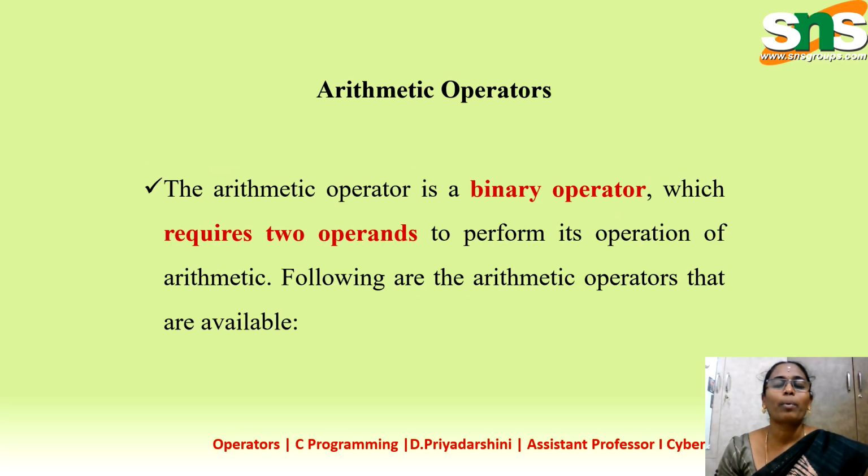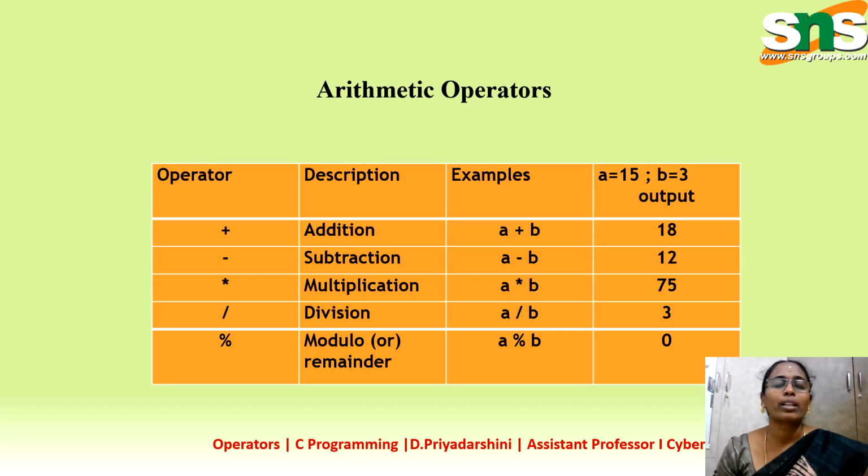The arithmetic operators are also known as binary operators because they need two operands to execute. Each and every operator has its own operands. Those operands are variables, constants or literals. These arithmetic operators need two operands, so they are also known as binary operators. These are the arithmetic operators in C programming.